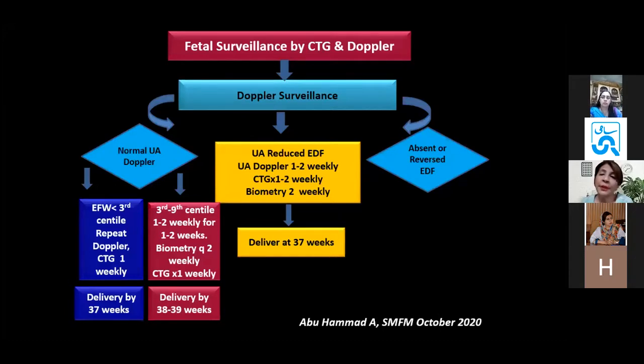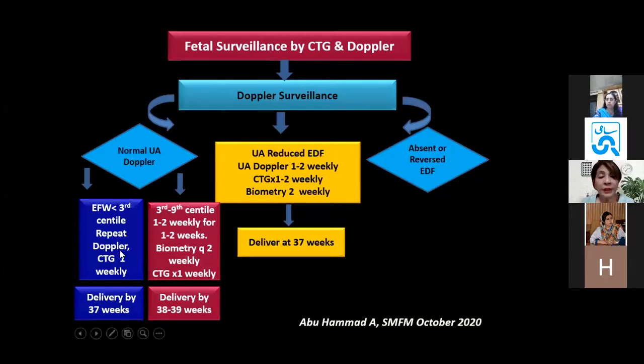Moving on to the Doppler, I've tried to divide them into groups. If you do a Doppler surveillance, the first Doppler you do is umbilical artery. What if you have a fetal growth restricted baby with a normal umbilical artery? How often do you do your biometry? As I've already said, you do your biometry every 2 weeks. But if the centile is between 3rd and 9th, or almost 9.9, you do your Dopplers once or twice weekly, and you would do a CTG once weekly.